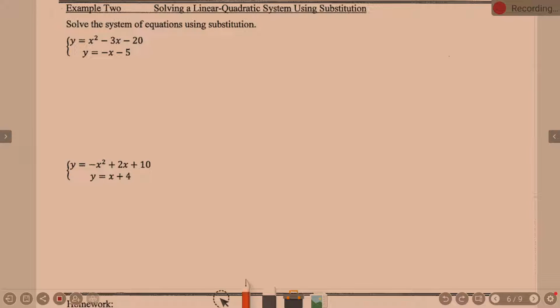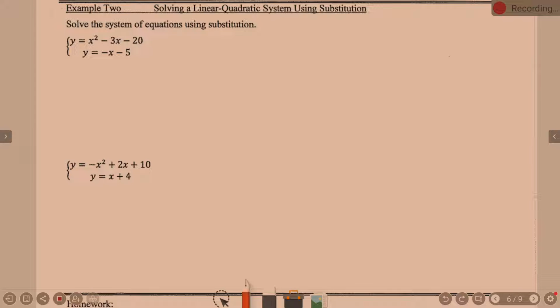Okay, the bottom two, notice it says solving a linear quadratic system using substitution. I know some of you are going to say, oh, I prefer elimination. No. With this, substitution is the better route to go. The idea with substitution is you want one of your equations solved for x or y so that you can then plug it into the other equation. What do you notice about both equations here? They're both set equal to y, so we can use either one.